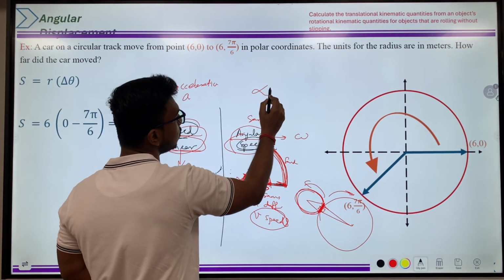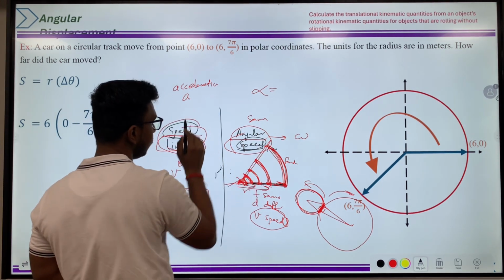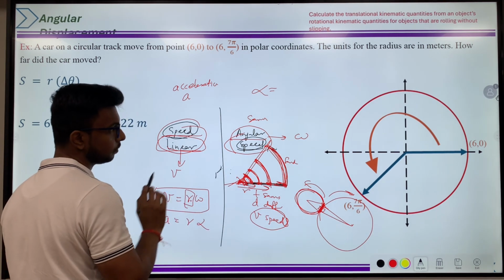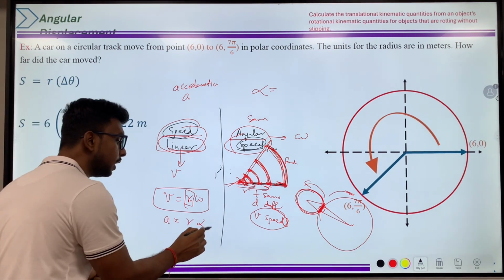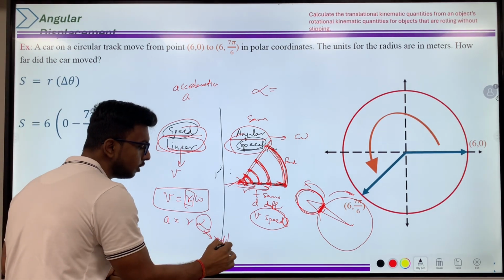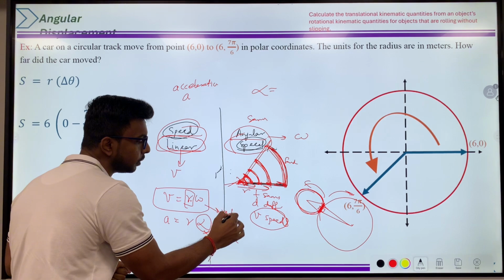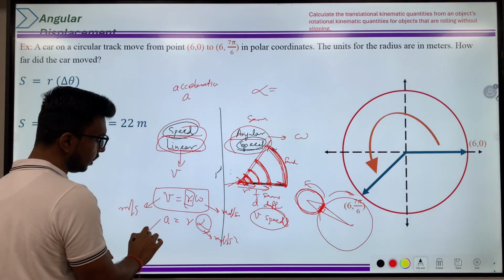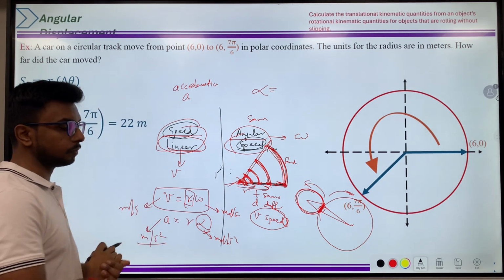The relation between these two goes the same way as v equals r omega. So a equals r alpha. Alpha is in radian per second squared. Omega is radian per second. Velocity is meter per second. Acceleration is meter per second squared.